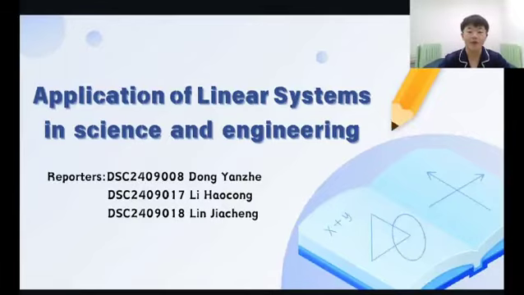Hello, everyone. My name is Yanzhe, and today I'm excited to present to you our group's exploration of application of linear systems in science and engineering. Linear systems are a fundamental tool in mathematics and engineering, enabling us to model, analyze, and solve complex real-world problems across various fields. In our presentation, we'll cover three key areas where linear systems play a crucial role.